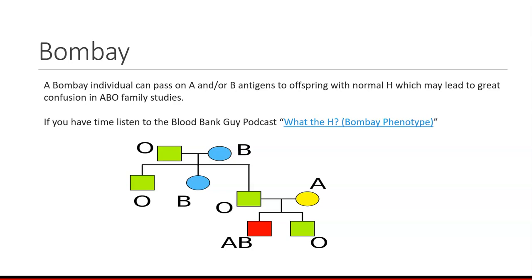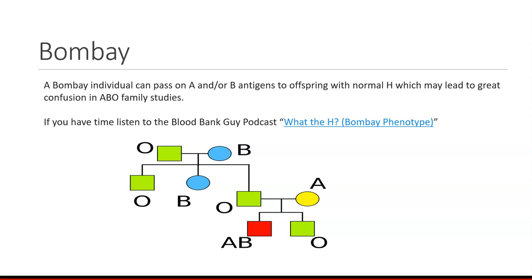Let's look at the next generation. We have a group O and a group A who produce an AB child and a group O child. This is not possible. The group O, maybe. The AB, absolutely not. There's no way a group O person can give birth to an AB child unless they're a Bombay. And so this group O person is a Bombay. How do I know that? Because they were able to transmit the group B gene. The mom gave a normal H, and the dad was able to.